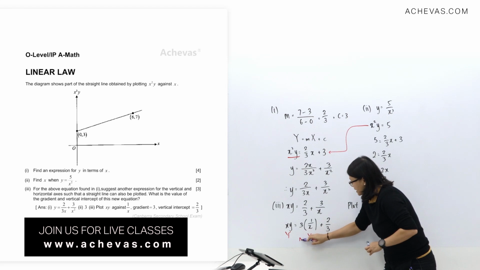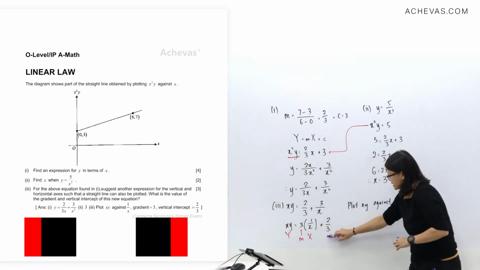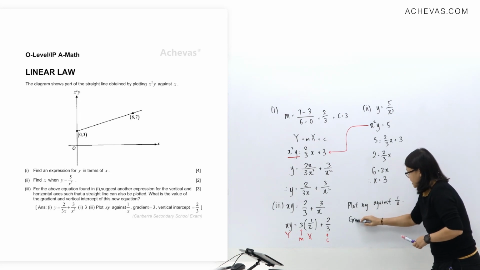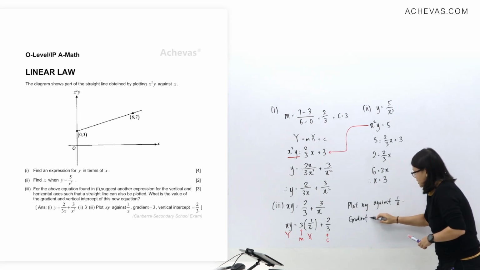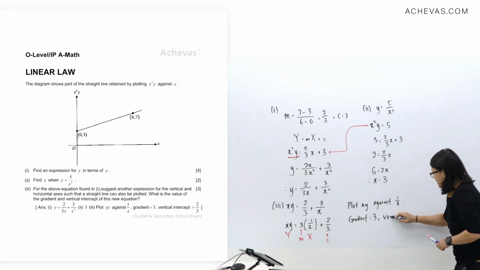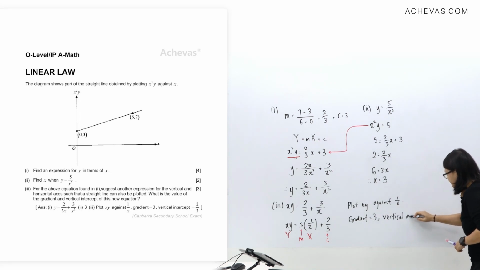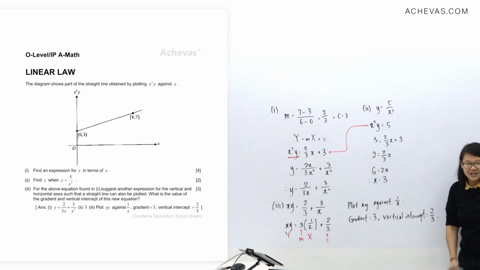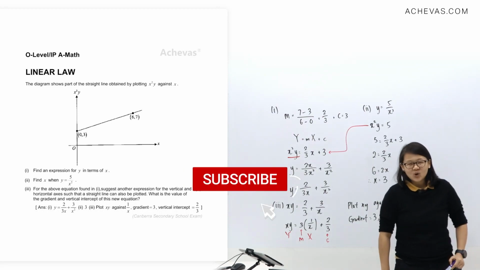And let's answer. So this value here will be the gradient and this value here will be the vertical intercept. So we'll have gradient equals 3, vertical intercept equals 2 over 3. That's all for this linear log question over here.